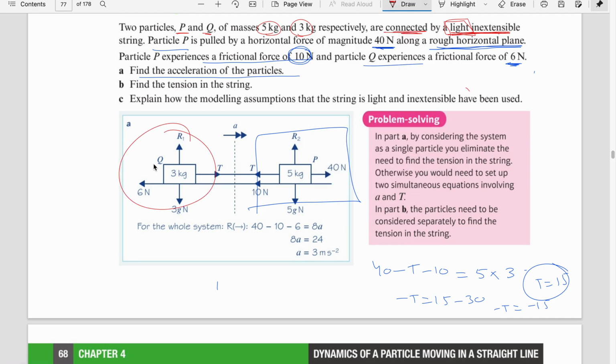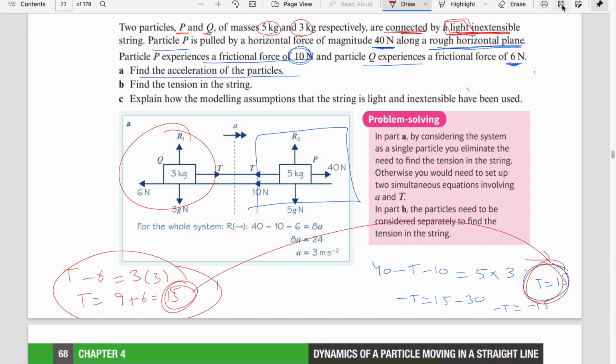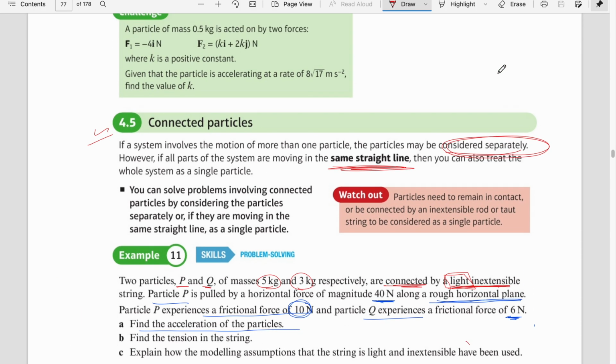Let's try it with Q. If we solve for Q, the only force going towards right is T, minus 6 which is towards left, equals m times acceleration, and the acceleration was 3. So T equals 3 times 3, that is 9, take 6 to the other side, and T is 15. So you see, whatever you consider, you get the same final answer. This was what they highlighted, that once they are in the same straight line, they can be considered separately.